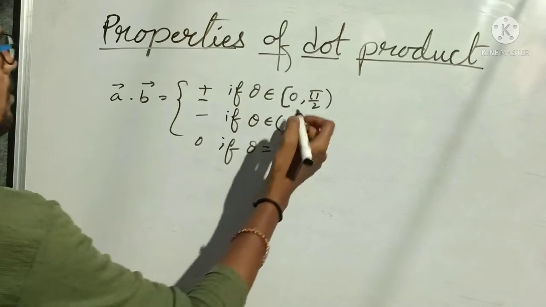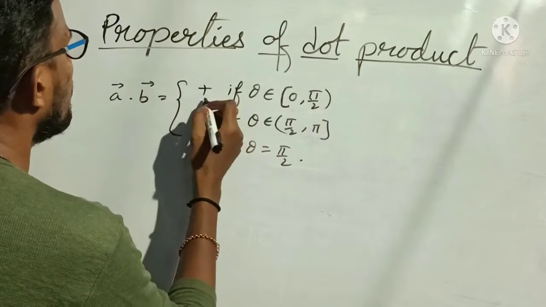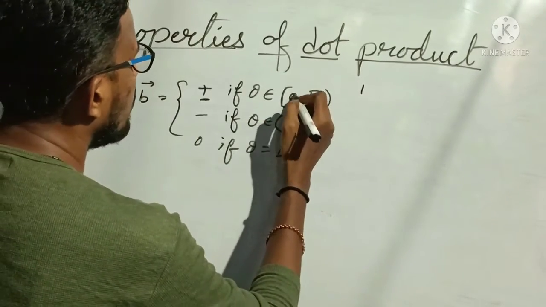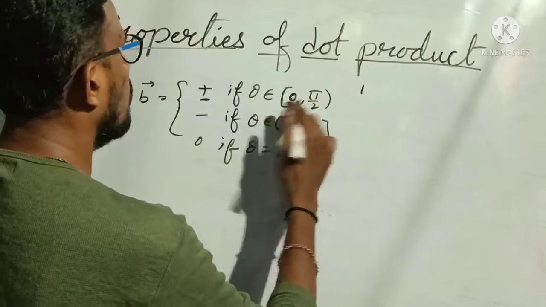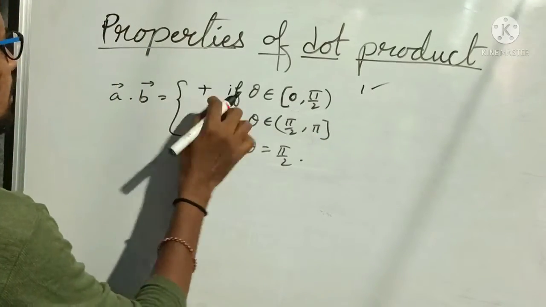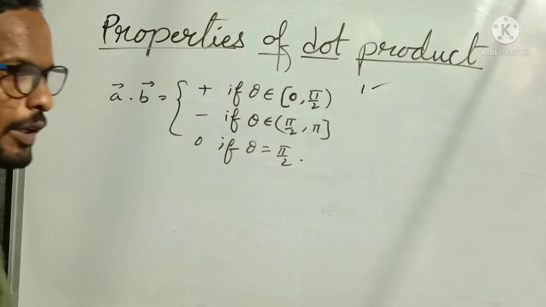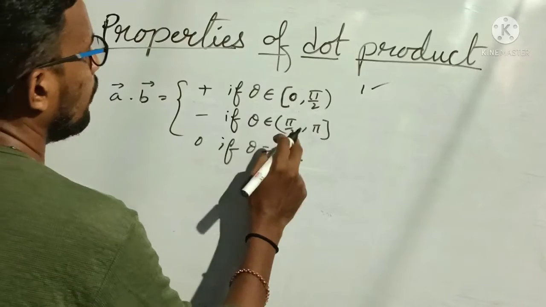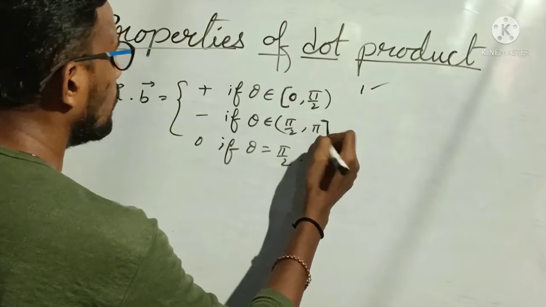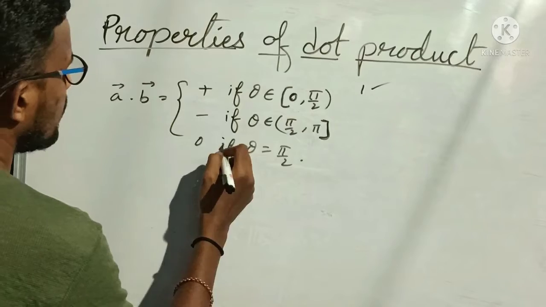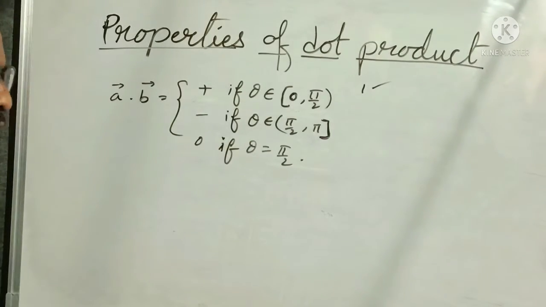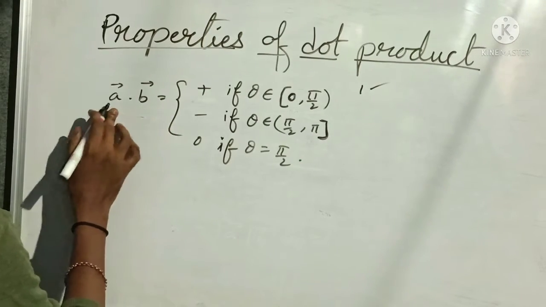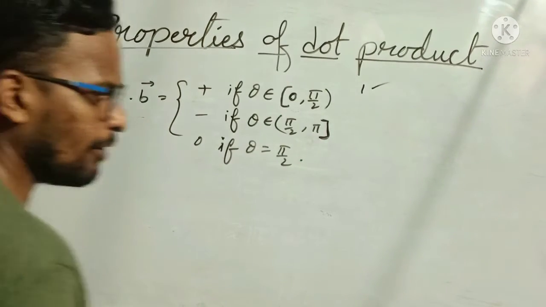Okay, why? Because cos 0 value is 1. That's why a bar dot b bar maximum value will become 1 when my theta value becomes 0. That's why a bar dot b bar will be positive if theta belongs to 0 comma pi by 2, and a bar dot b bar is negative if theta is in between pi by 2 and pi, where pi is included here, and it is equal to 0 if theta is equal to pi by 2. Why? Because cos 90 is 0. That's why my a bar dot b bar value also becomes 0. Understood? This is my fifth property.